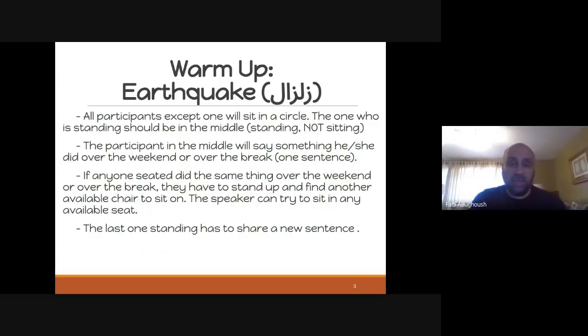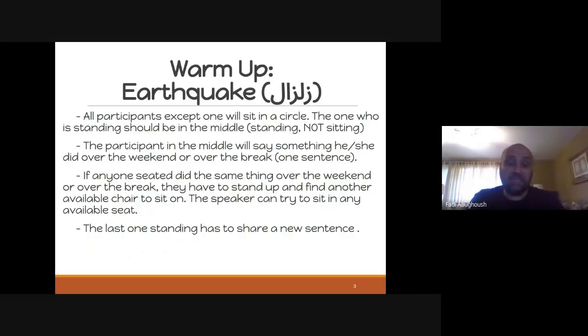The students will sit in a circle. Imagine you have 10 students. If you have more students, of course, you can make two or three groups. One student will be standing, the rest will be sitting. The participant in the middle will say something he or she did over the weekend or over the break. One sentence. For example, I went to the movie theater.